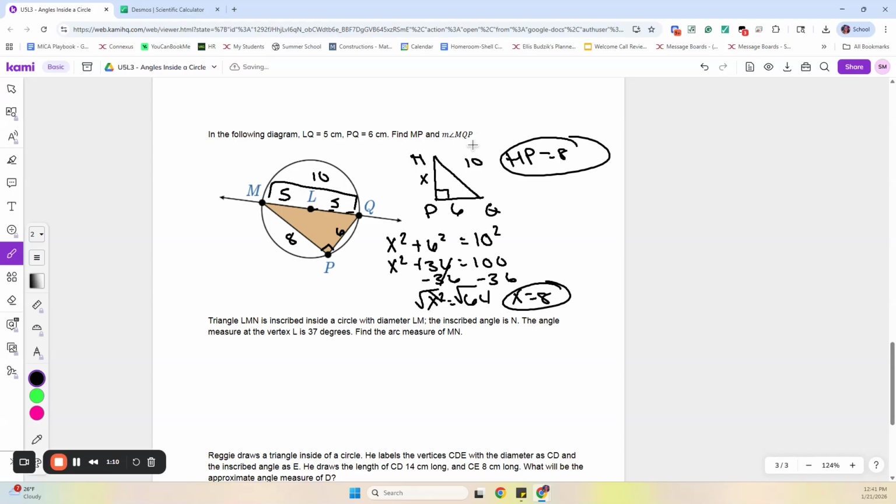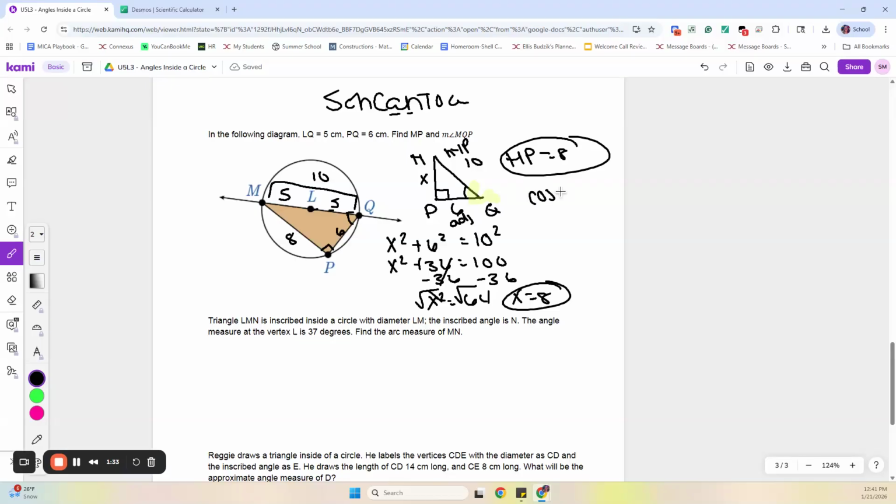Then my measure of MQP is over here. So that's that section. In order to find that section, I can basically use SOHCAHTOA because we have a right triangle. Technically I can use the 8 if I want, but I like using the things that they gave me. So they gave me adjacent and hypotenuse. So A and H go cosine.